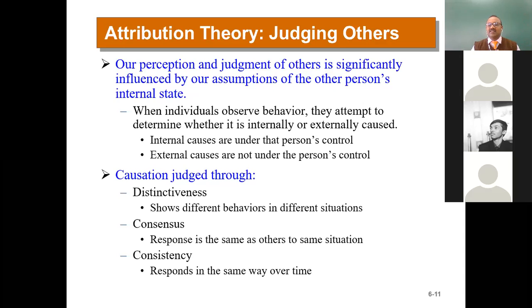That's how we make judgments on the basis of attribution theory. Distinctiveness is showing different behavior in different situations. Consensus is behaving just like how the others are behaving in the situation. Consistency is doing the same thing irrespective of time or context.